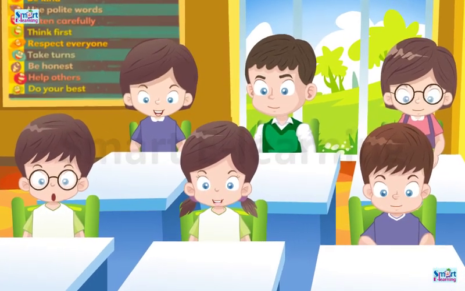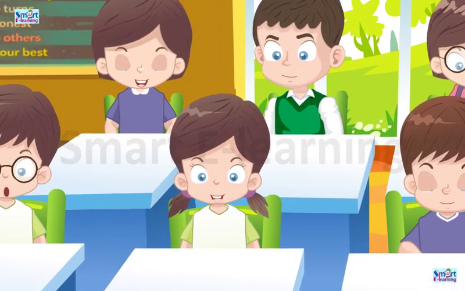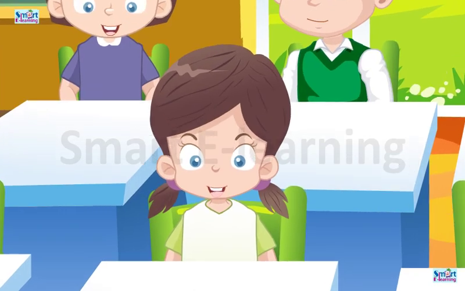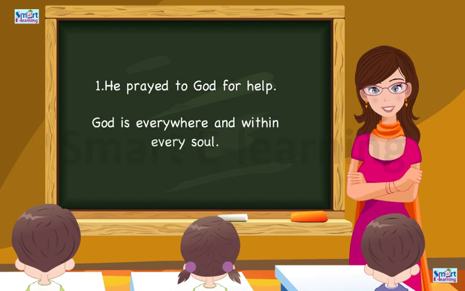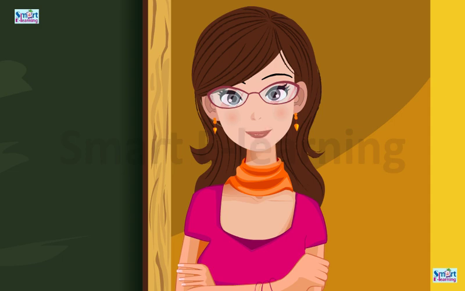Before the word God, when G is capital and the word God is used for Almighty. He prayed to God for help. God is everywhere and within every soul. Tomorrow I will tell you more kinds of determiners.